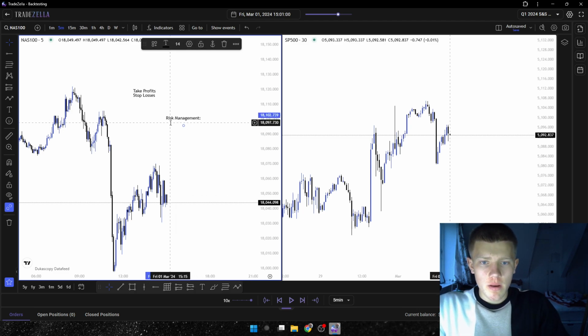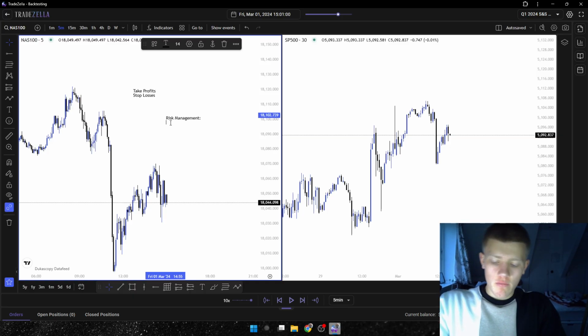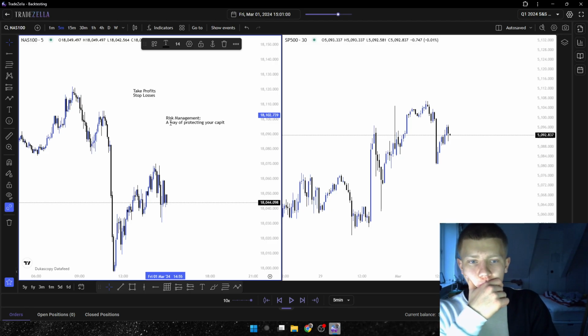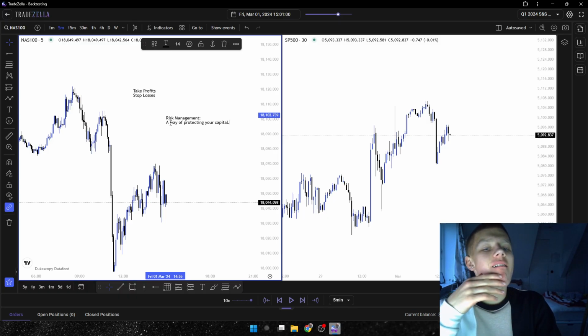What is risk management? What is my understanding of risk management? Risk management is a way of protecting your capital. It's about, for example, how much you risk on a trade. How much do you want to risk on a trade?